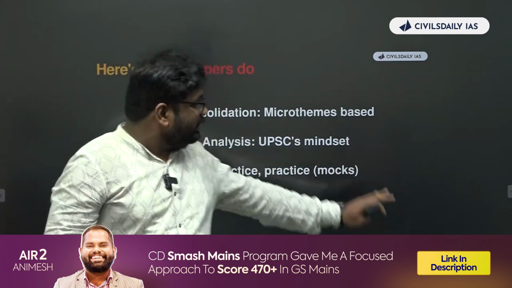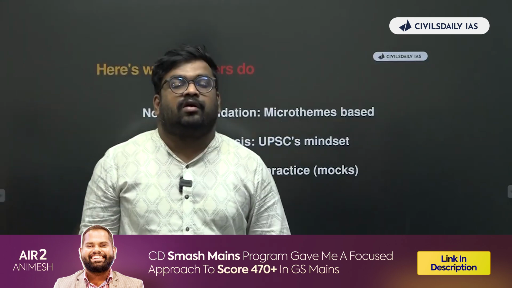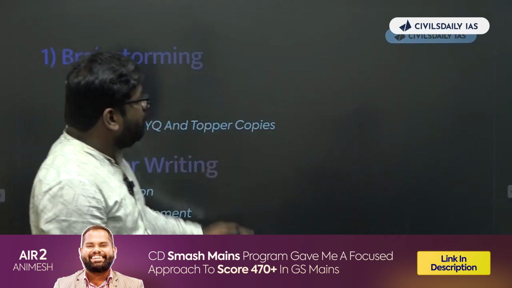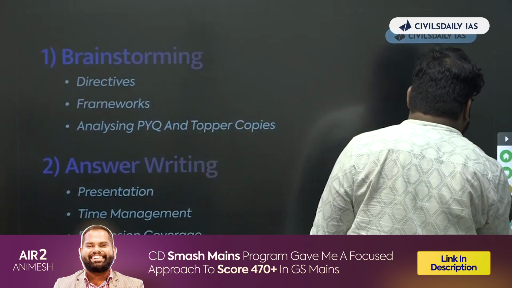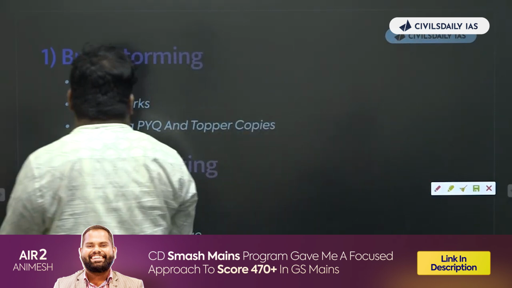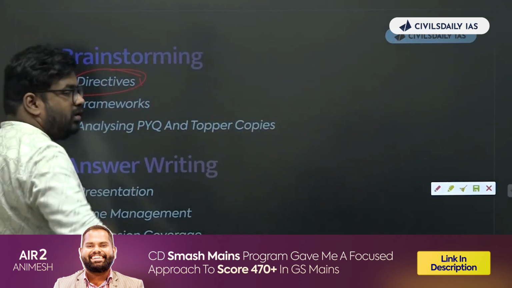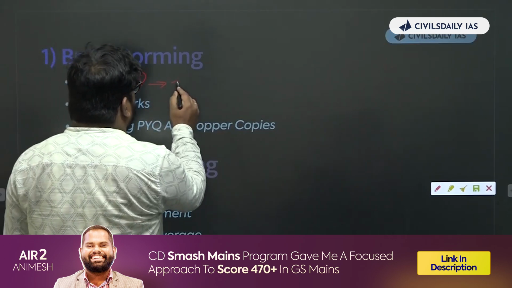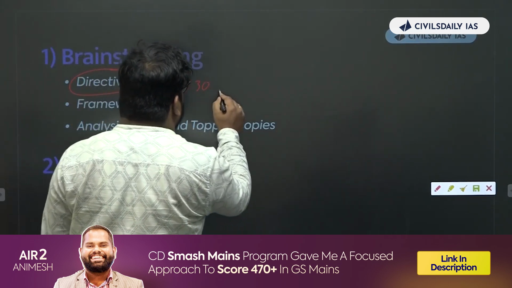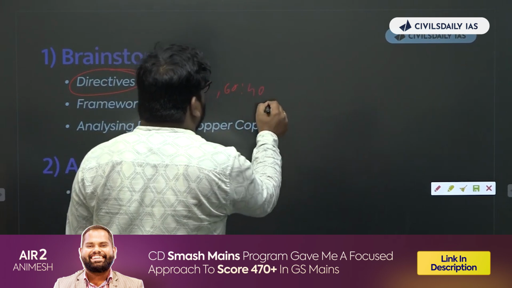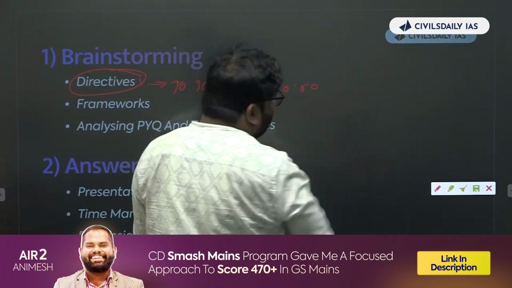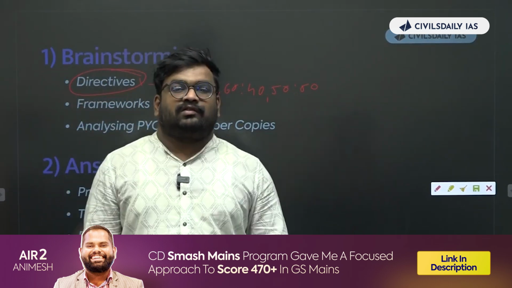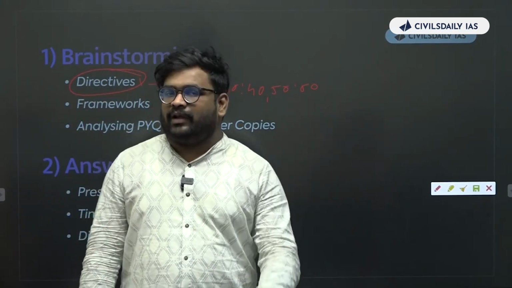So what exactly is the meaning of the analysis or the brainstorming part? So basically, brainstorming involves the 3 things. The first is the understanding of the directives of the question. So how to apply our 70-30 formula, 60-40 formula, and 50-50 formula. That is the fundamental aspect of the brainstorming. So brainstorming involves the structuring as well as the space management aspect.